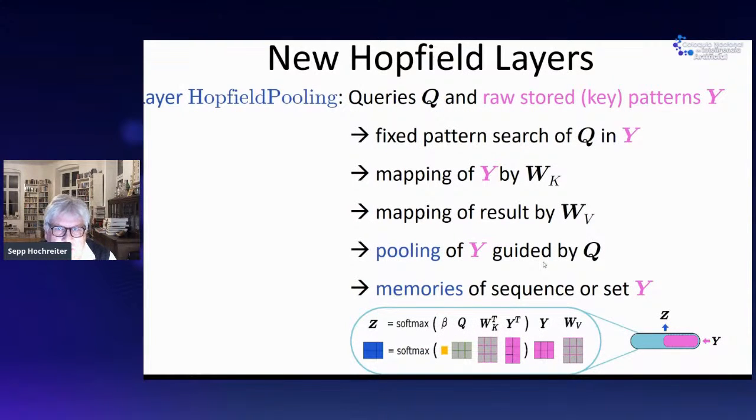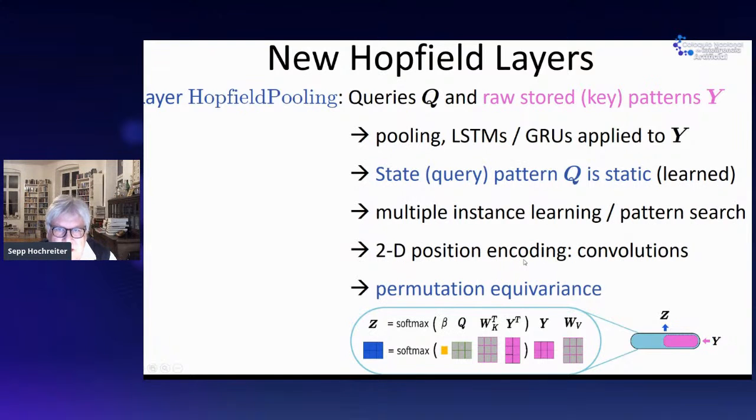The second layer was Hopfield pooling. Here we say we store some patterns Y, and then the queries are fixed, or can be learned, parameters. And what we can do here is pooling operations, pooling across Ys. We can do memories. We can do different things. Here, pooling or memories like LSTMs can be implemented if the Y is something like a time series.